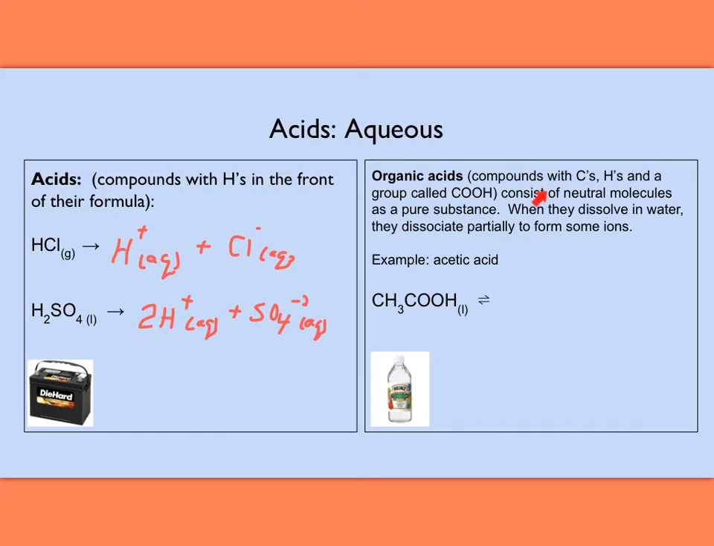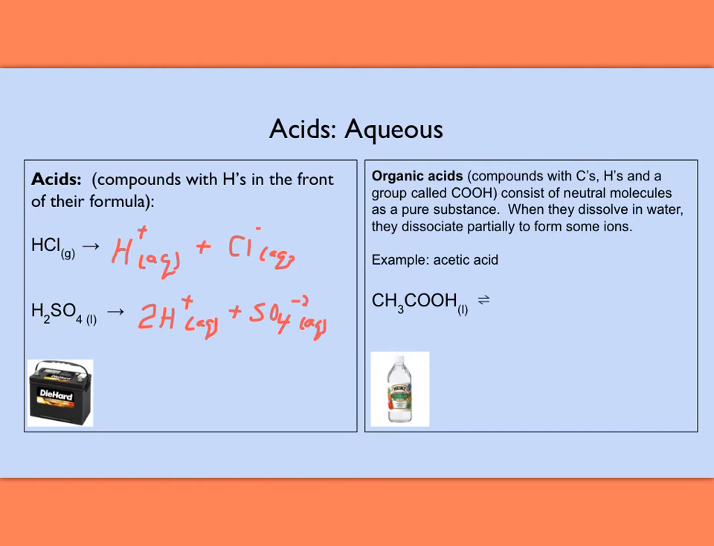Organic acids are compounds with carbons, hydrogens, and a group called a carboxyl group, that's the COOH group. So it consists of neutral molecules as a pure substance, but when they dissolve in water, they dissociate partially to form some ions. That basically means that when you put some acetic acid, for example, in water, not every molecule of acetic acid is going to dissociate. So notice that we have that little equilibrium arrow there.